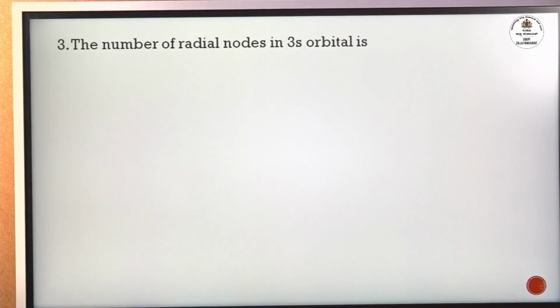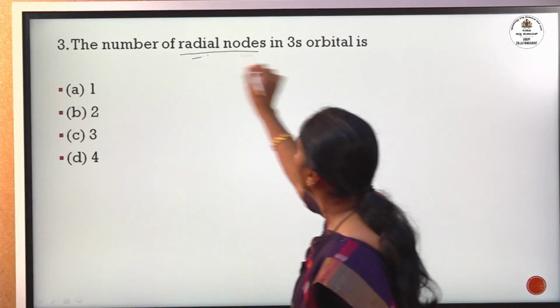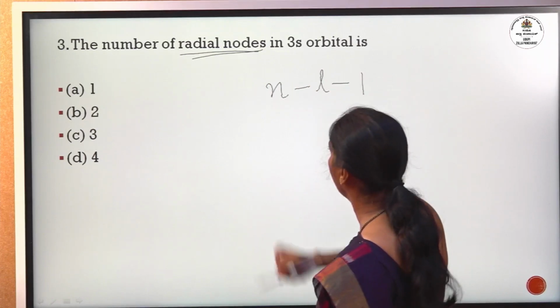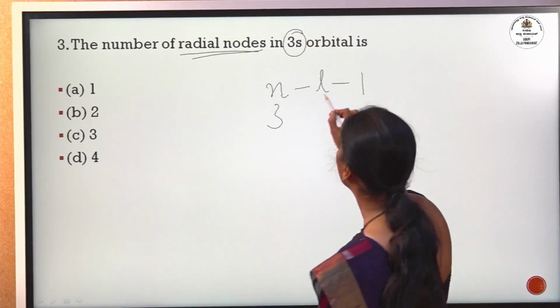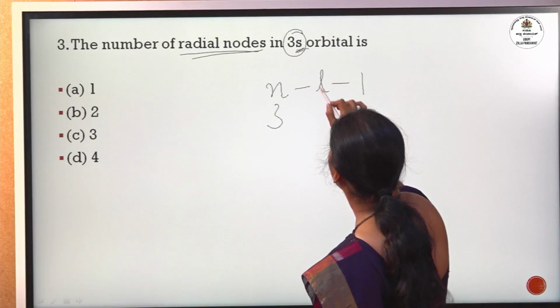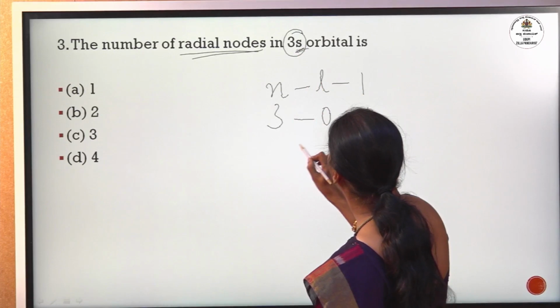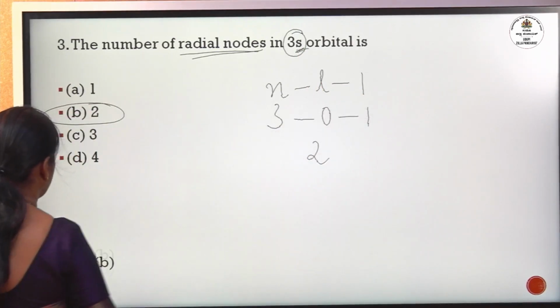Next we will move on to the number of radial nodes in 3s orbitals. We'll see the options. It is 1, 2, 3, 4. Now radial nodes, formula is n minus L minus 1. Now for this orbital, the value of n is 3. To get s orbital, L should be 0, 3 minus 0 minus 1, which is 2. So the option B is the correct answer.